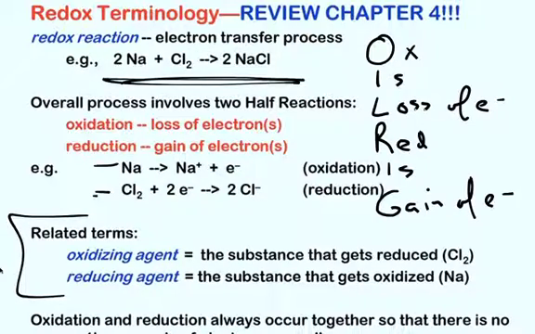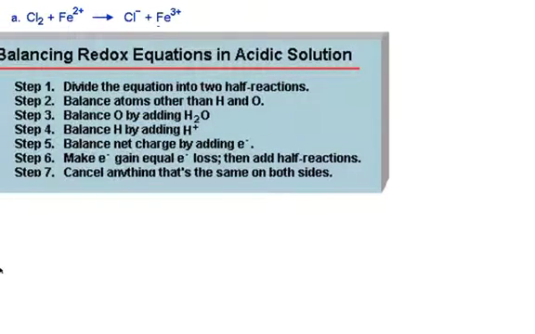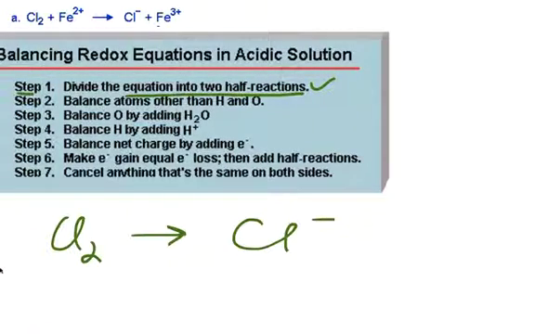Okay, let's look at some more complicated ones than sodium chloride. That's pretty easy. Okay, so I'm going to do this first reaction here. And notice I have a bunch of rules for balancing these half reactions. Now, most of them we don't need for this reaction, but we're going to do the first one. So step 1, we want to divide the equation into 2 half reactions. So I have chlorine going to chloride, and notice that gets more negative. It gains electrons, so reduction is gain. This is my reduction half.